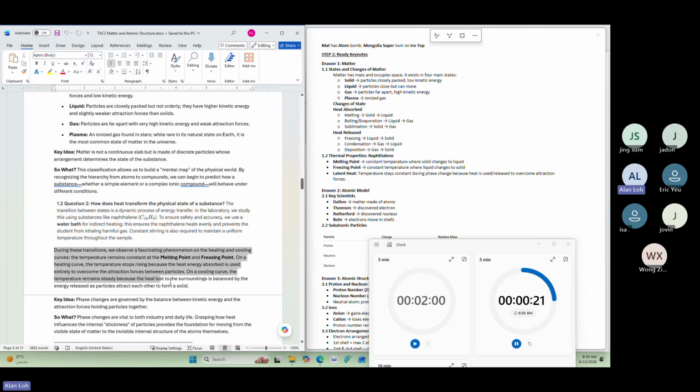Maybe this part sounds familiar. Okay. Time's up. Okay, just for this one, this sounds familiar, right? This is the latent heat that we learned just now in the first class. Latent heat. All right.